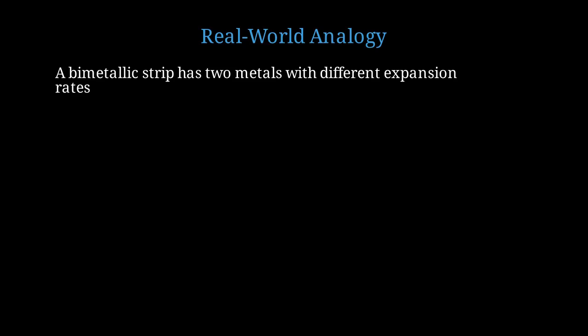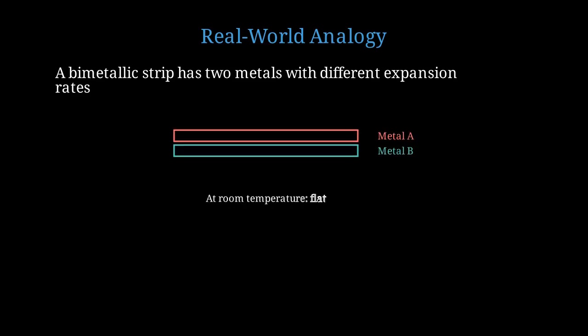Let me give you an analogy to help understand this phenomenon. Think about a bimetallic strip, like in an old thermostat. A bimetallic strip consists of two different metals bonded together, each with a different thermal expansion coefficient. At room temperature, the strip is flat. Both metals are bonded together and in equilibrium.